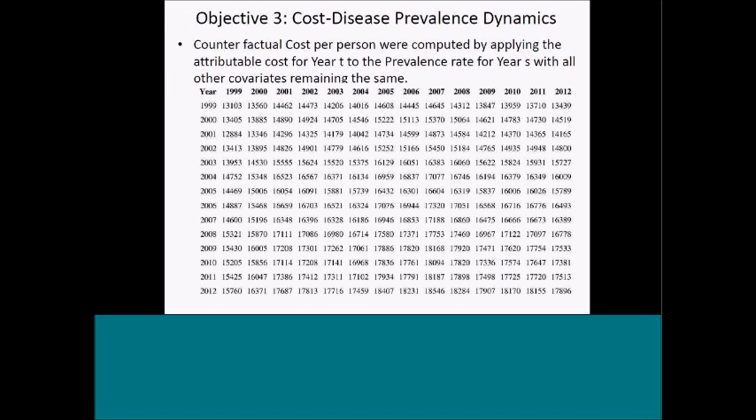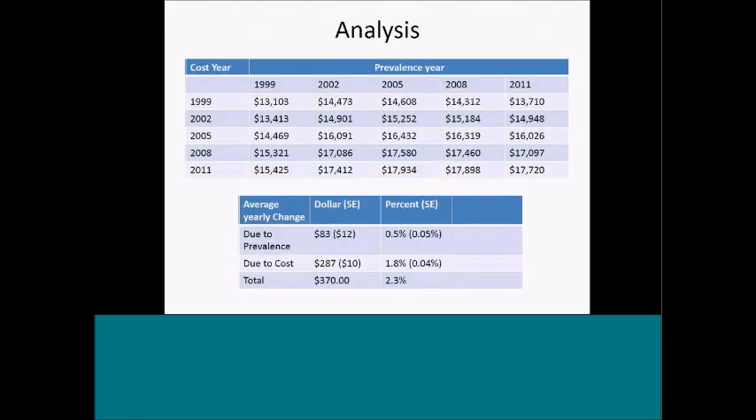Same way, as a column, you fix the cost but allow the prevalence to change. So 13,405 is the cost that would have been incurred if you allow the prevalence to change but hold the cost constant. So that's what we call a kind of counterfactual of the prevalence versus the disease.